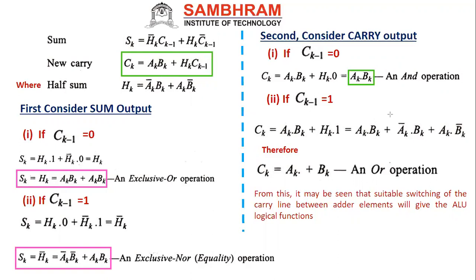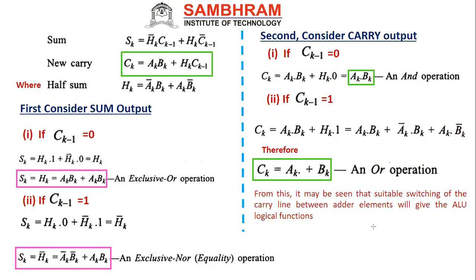So now when you simplify all these, I will get CK is equal to AK plus BK. That is nothing but an OR operation. Now from this I can say I can implement these 4 operations using this 4-bit adder only. So from this it may be seen that the suitable switching of the carry line is very, very important. That is why we use a switched carry line between adder elements to give the ALU logic functions.